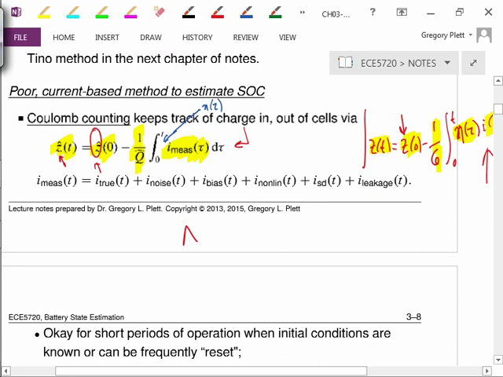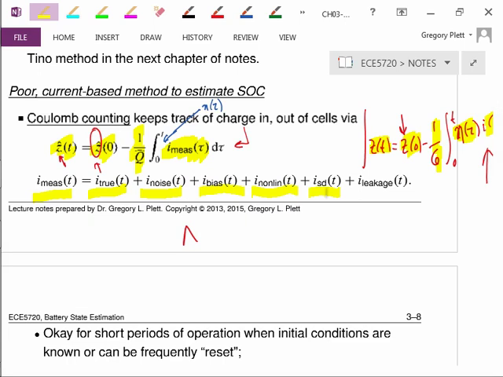Now, I say that because what we measure is not necessarily the same as the true cell current. So measured current is true cell current plus some measurement noise, plus some measurement offset. There may be a constant bias in the measurement, plus whatever nonlinearities there are in the analog to digital converter at that measurement interval. There's also self-discharge current, which, maybe I should subtract that, but anyway, I'm just adding the effect of self-discharge current because that is truly experienced by the cell, but I can't measure that.